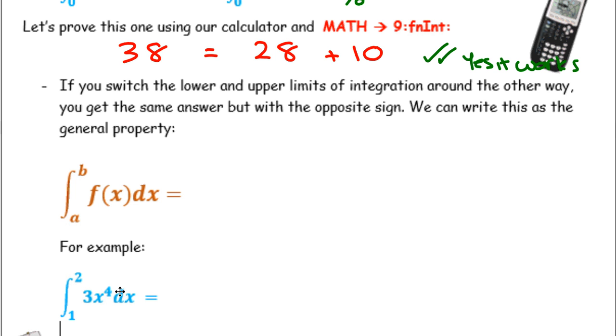So anyone want to guess what we would write as a general property? Just even a little guess? We got the integration B to A. Actually, you're right. Put the negative first, and then it's B then A. We'll flip those around, swap those over, and then it's just f(x) dx. So the main thing was that there was a negative out the front and that the A and the B got flipped. So that's a general property.